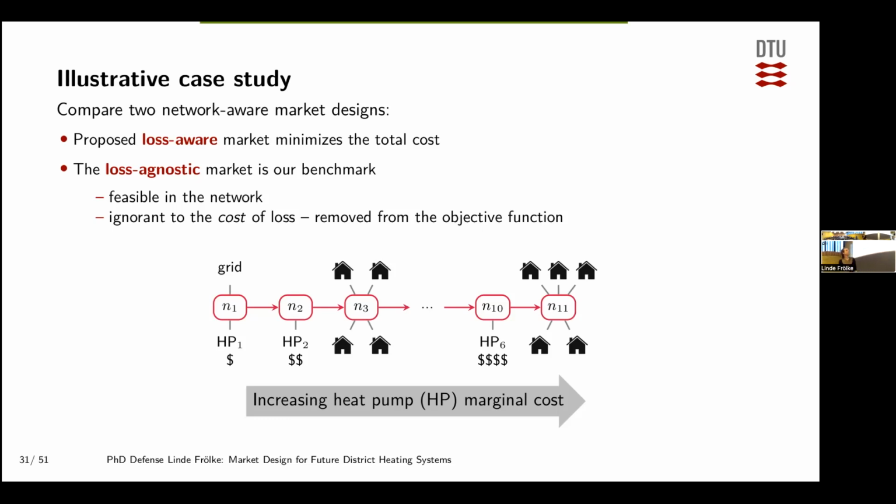To compare the 2, we look at this small case study where we have 11 nodes connected in a line. We have a connection to a greater grid at the first node, and we place local heat pumps at the first node and at all the even nodes. And at all the odd nodes, we place consumers. And we specify the marginal cost of these heat pumps artificially so that they have increasing marginal costs as we move away from the grid node.